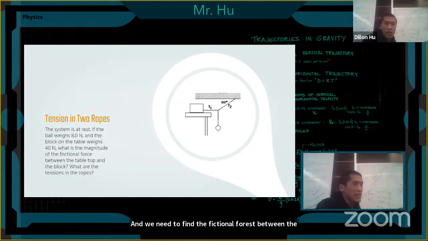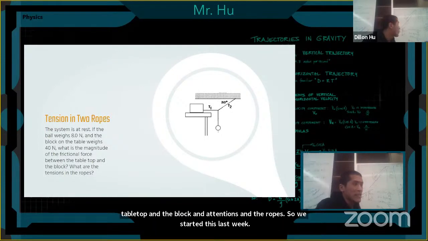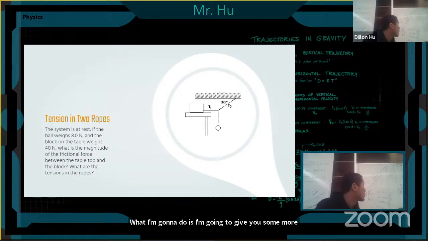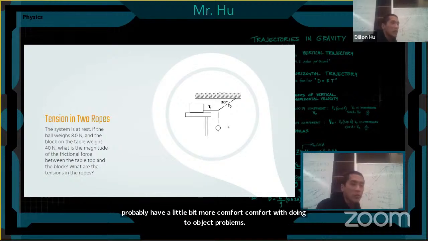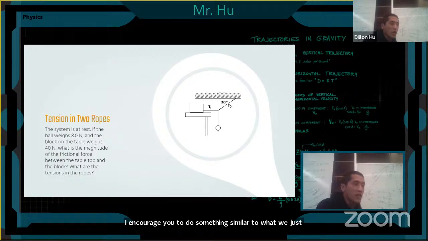I'm going to give you some more time to work on it while I clean the board and get ready to solve this. The tip I have for you for this problem is that now that you probably have a little more comfort with two object problems, I encourage you to do something similar to what we just did. Set up free body diagrams for each object, solve a system of equations for each object, and then come up with your answer. So I will let you figure this one out before I do it on the board. Take a few minutes, see how far you can go.